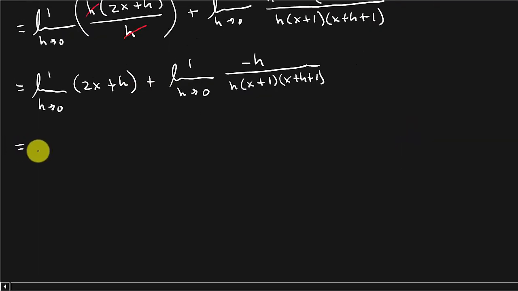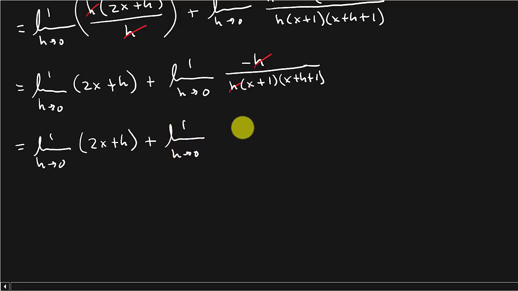And then we've got the limit as h goes. Yes, I could go ahead and take the limit, but I'm just going to wait and take the limit of both of them at the same time. And then you can see here, look at that, the h's cancel. And so that's going to be the limit as h goes to 0 of negative 1 over x plus 1 times x plus h plus 1.